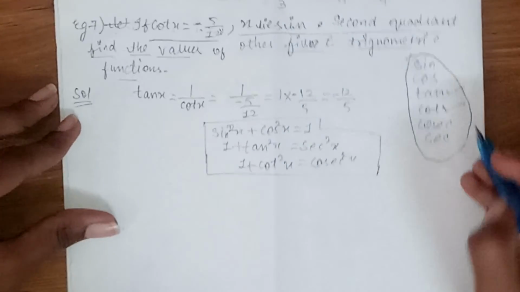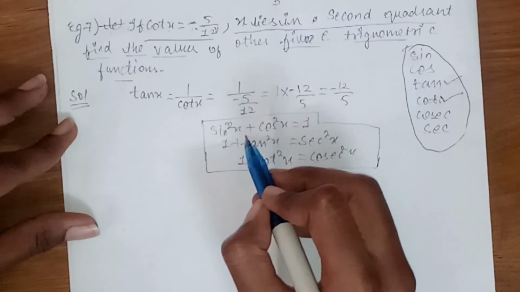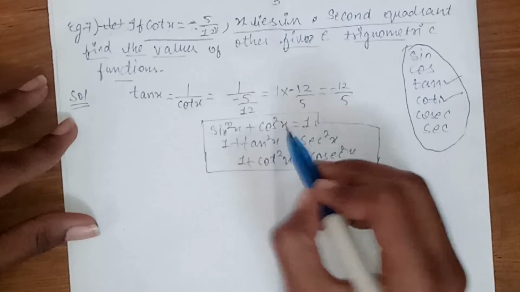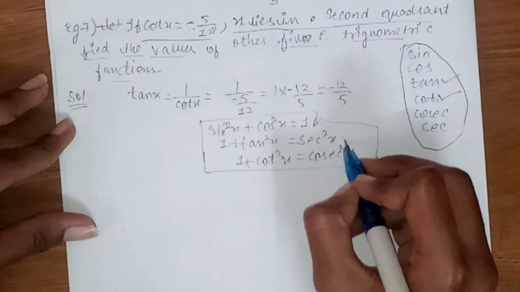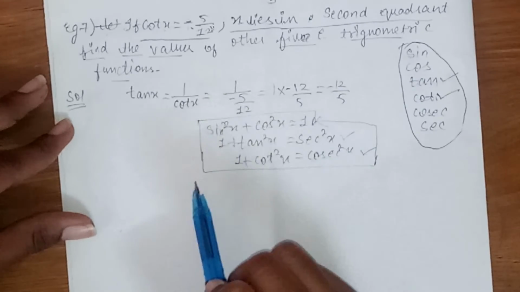So we know the value of what? We know the value of tan and cot. So which equation do you have to use, this one? No, because tan and cot is not there. This equation, yes. So I am using the first equation.